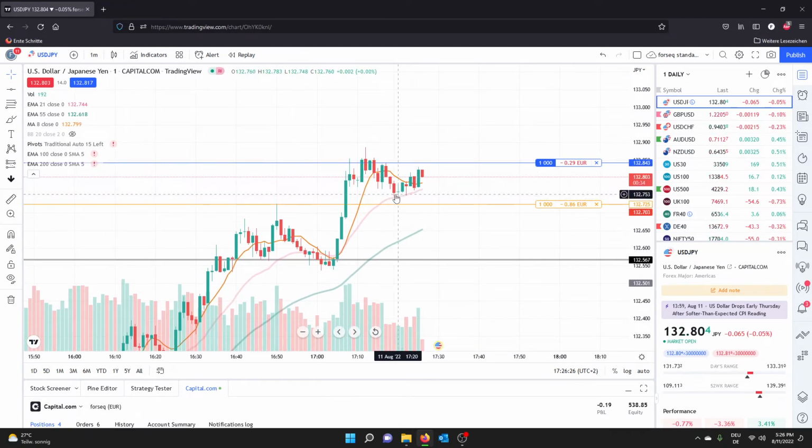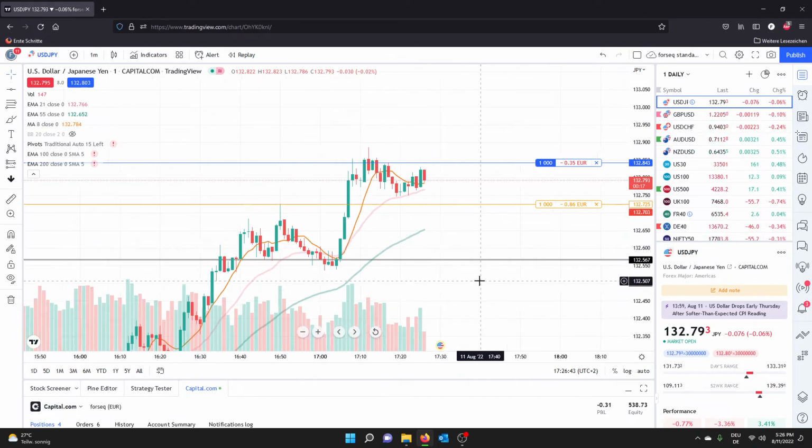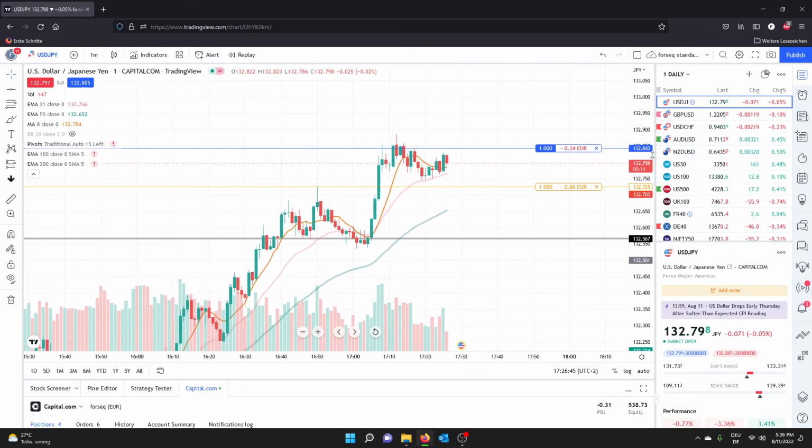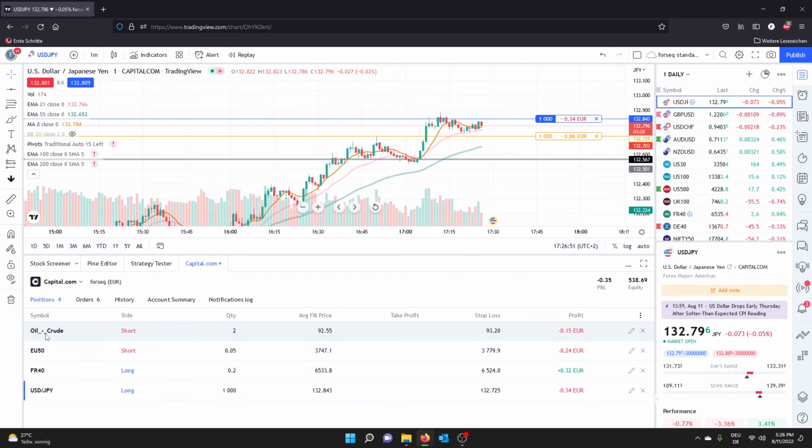But I think if the price breaks this level, it will go back down here. Maybe it will go back further. So I want to reduce my risk, always reduce my risk. And if the price goes down here and we see a pretty nice bullish movement from here, we could make a new trade. But at this point, I think this is a good stop loss level.